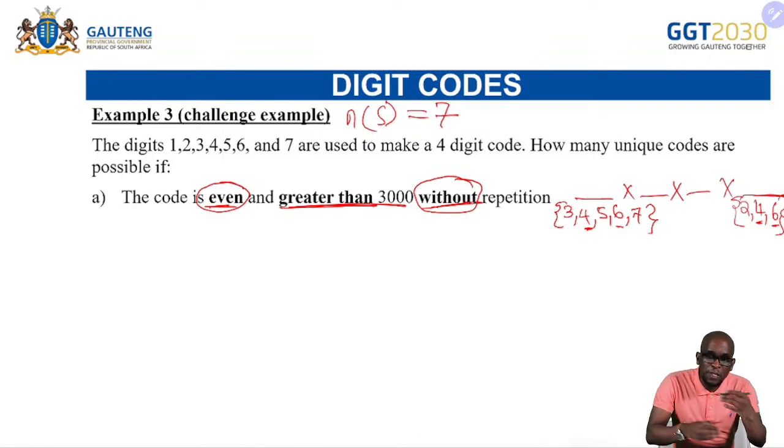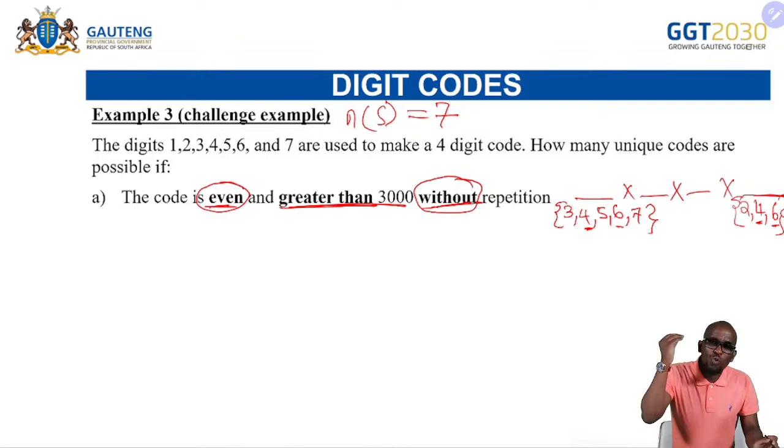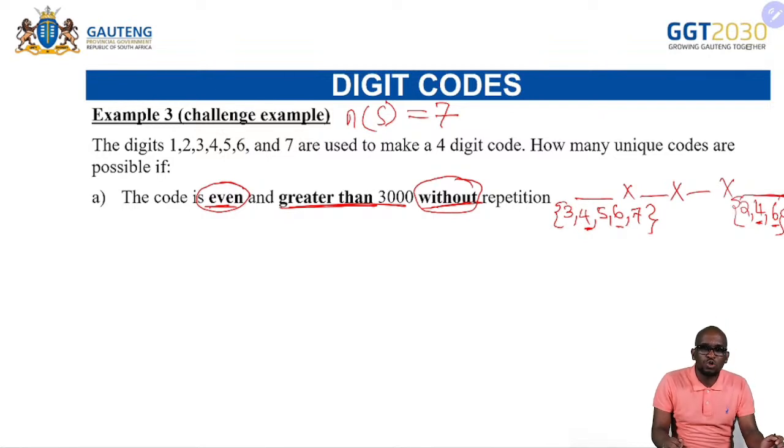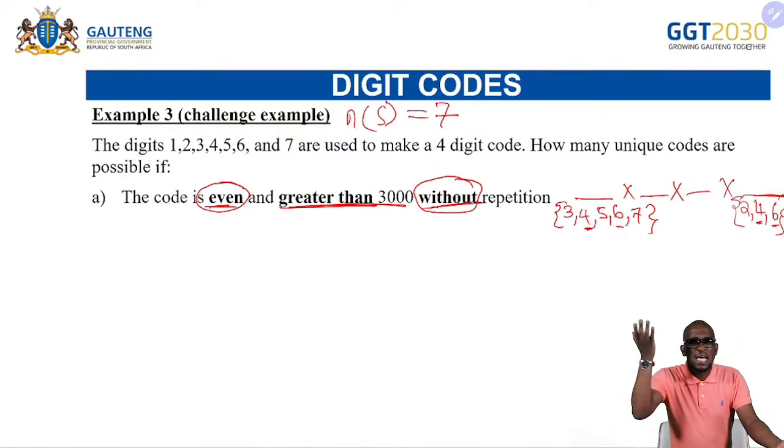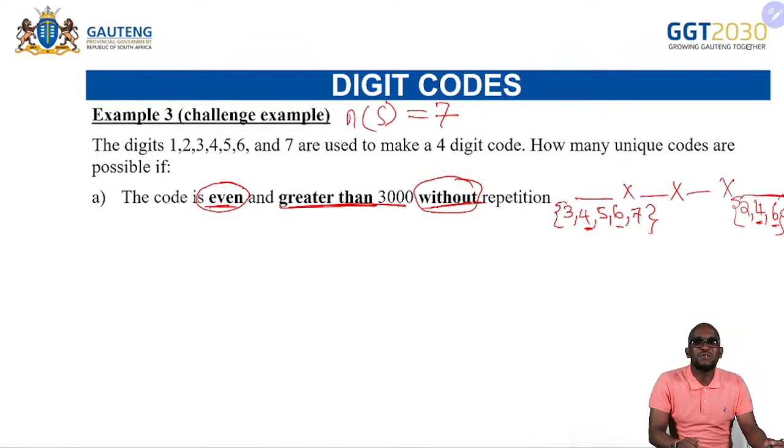Right, let me repeat what the problem is first so that you understand what the problem is. If here they said with repetition, it was not going to be an issue because if you've used 4 and 6 in the first position, you can also use 4 and 6 in the last position. Now, in this case, they said without repetition. So if you've used 4 in the first position, it cannot be used in the last position. But how sure are you that you've used the 4?